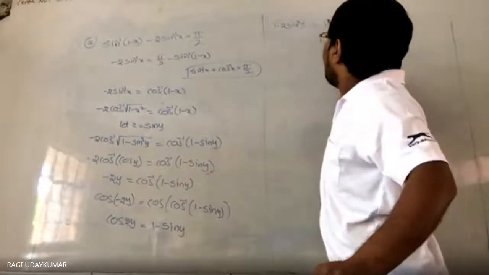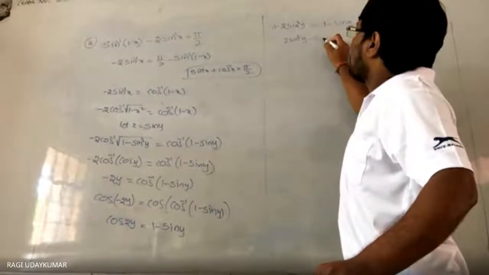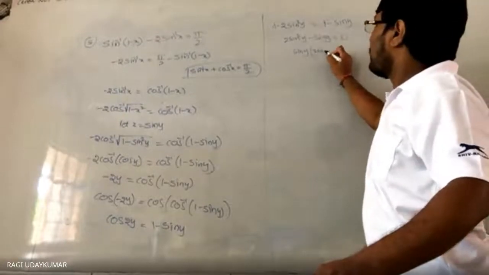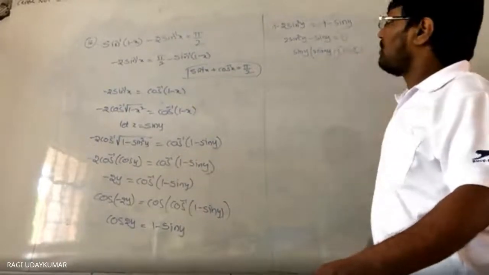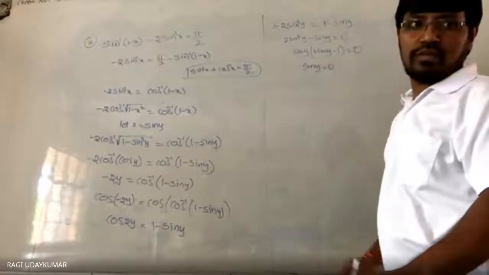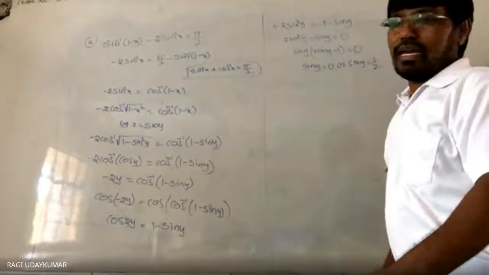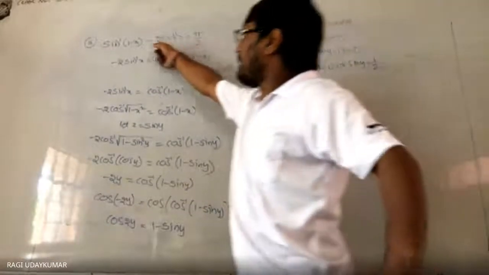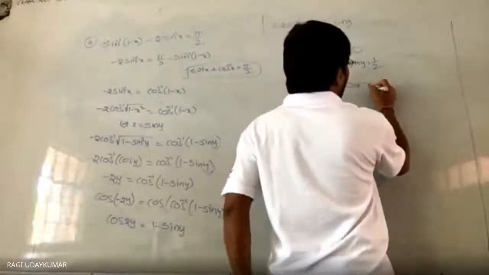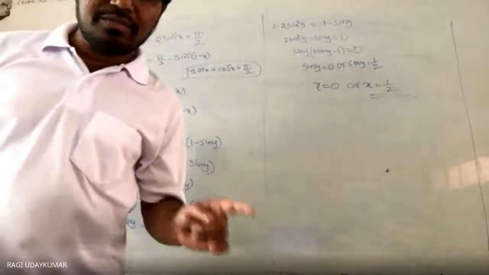So what do you get from this? The 1 will get cancelled. Take the 2 sin y to the other side. 2 sin square y minus sin y is equal to 0. From this, take sin y common: sin y into 2 sin y minus 1. So sin y is equal to 0 or sin y is equal to 1 by 2. Sin y is nothing but x, and we need to solve for x. So x is equal to 0 or x is equal to 1 by 2. Solving is nothing but finding the value of x.